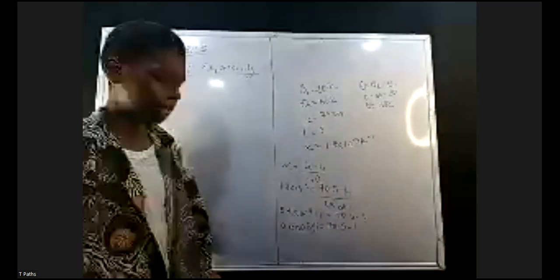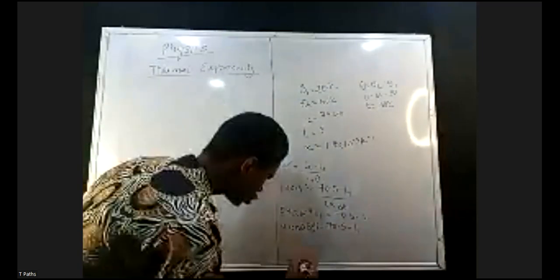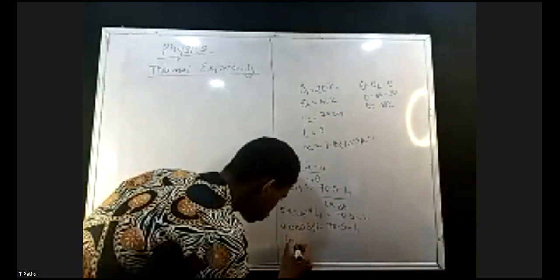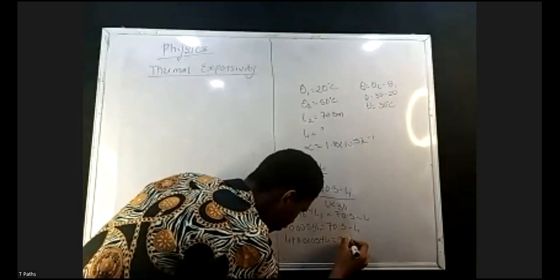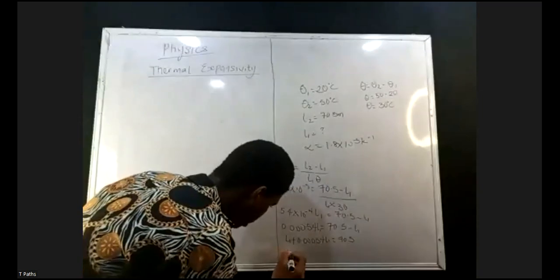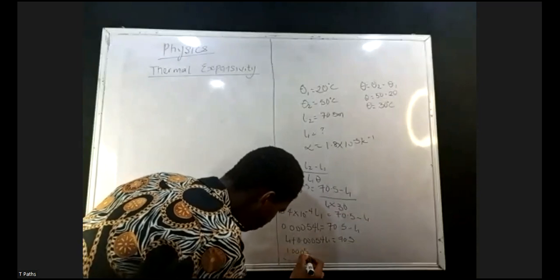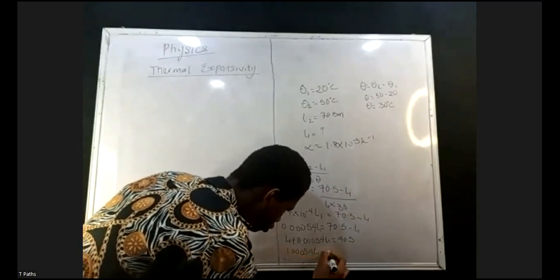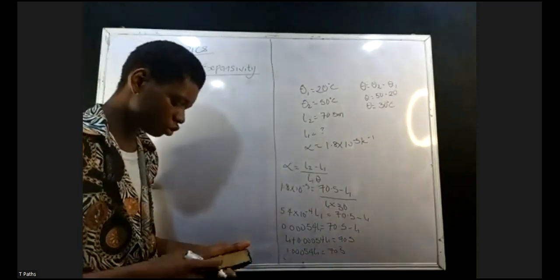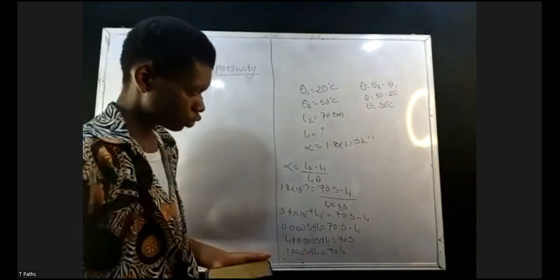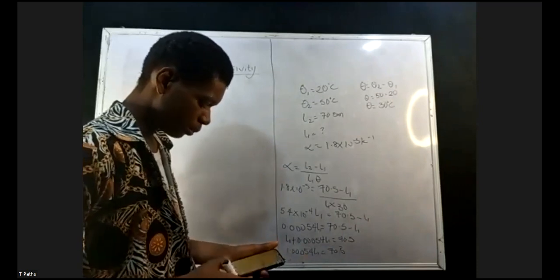So now I'm collecting like terms. I'll bring this to this side. So this will become L1 plus 0.00054 L1 is equal to 70.5. Now this is going to give me 1.00054 L1 is equal to 70.5. So now for me to get the value of my L1, I'm simply going to divide through by 1.00054.